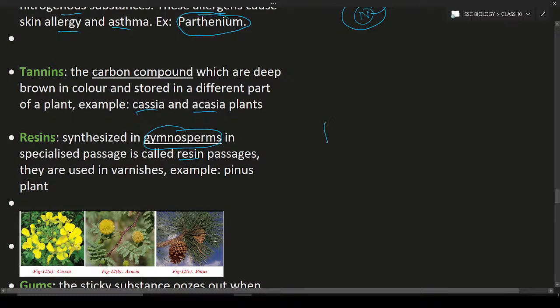Okay, so this is a plant. This plant has resin passages. Through the resin passages, these resins will pass out. These resins can be collected, and they are used in the varnishes. Varnishes means paints. In the paints we are using these resins. Example, pinus. Pinus is a type of gymnosperm plant. So the pinus is going to produce resins, and these resins are used in the production of the varnishes.